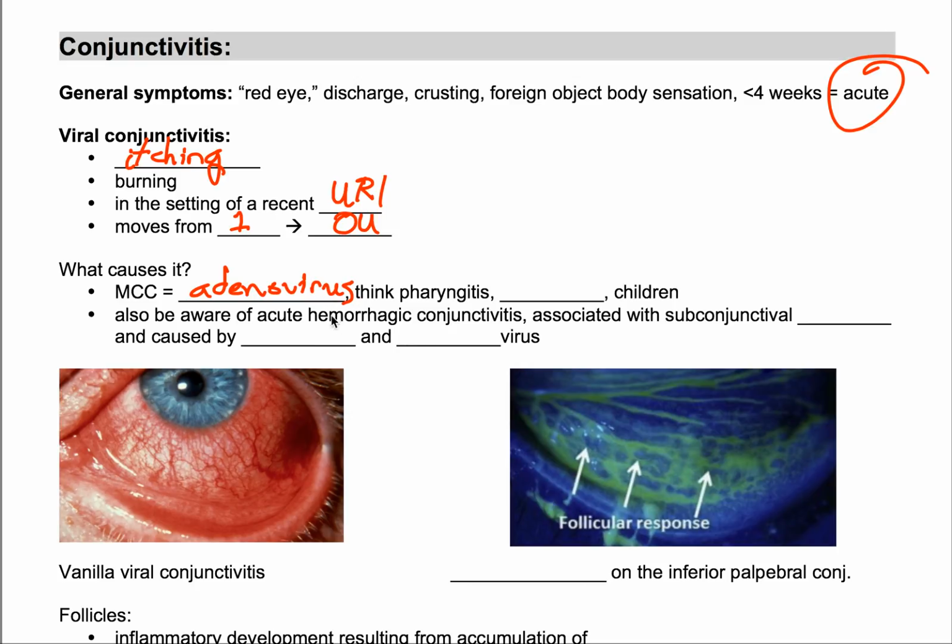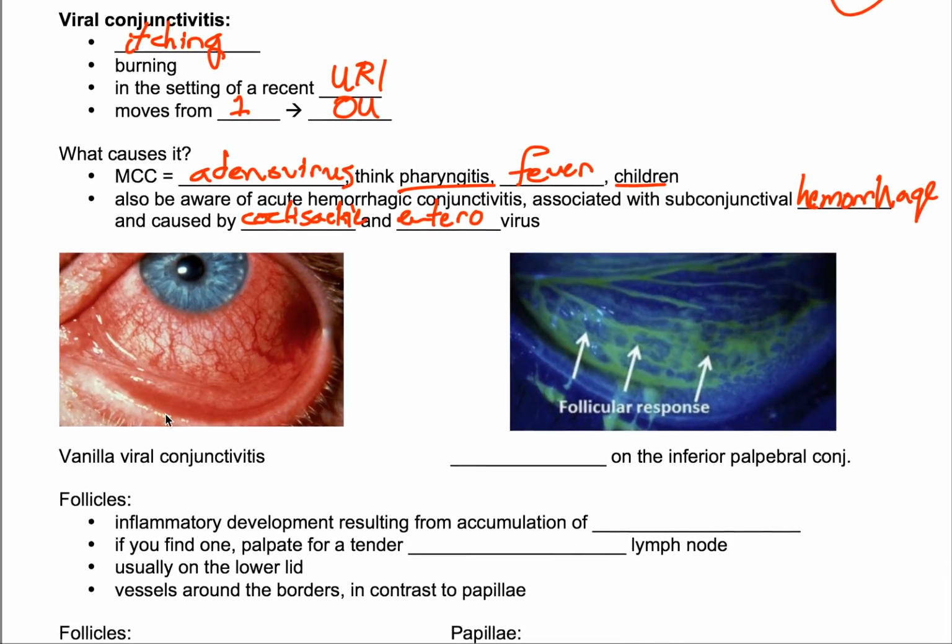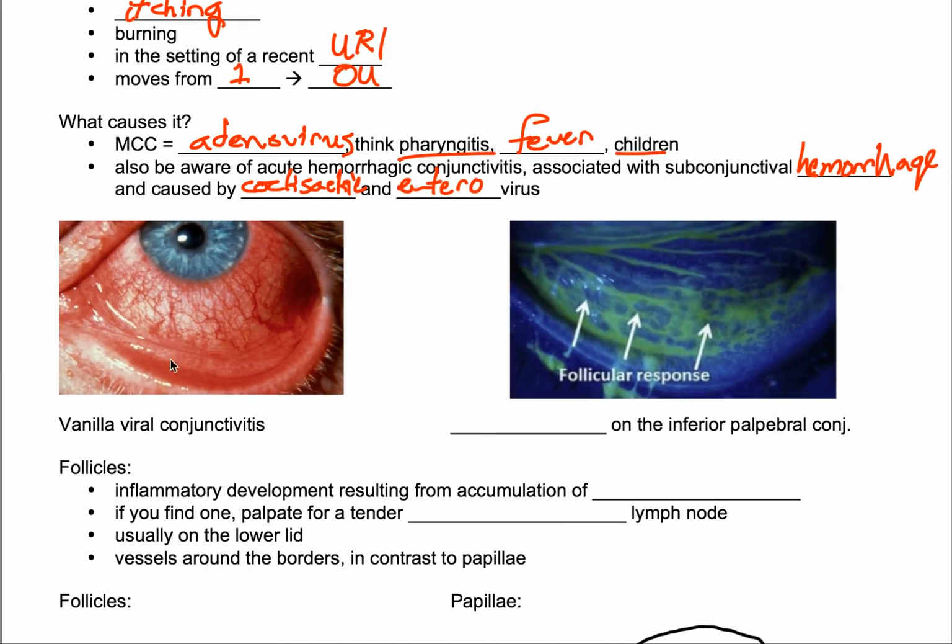And there's a triad for this. Think about pharyngitis, fever, and children, and those are going to be your most common patients for this. But also be aware that there's a hemorrhagic conjunctivitis associated with subconjunctival, you guessed it, hemorrhage, and that is usually caused by Coxsackie and enterovirus. Usually, this is found in tropical regions. Now, viral conjunctivitis can still make the eye look awfully inflamed and uncomfortable.